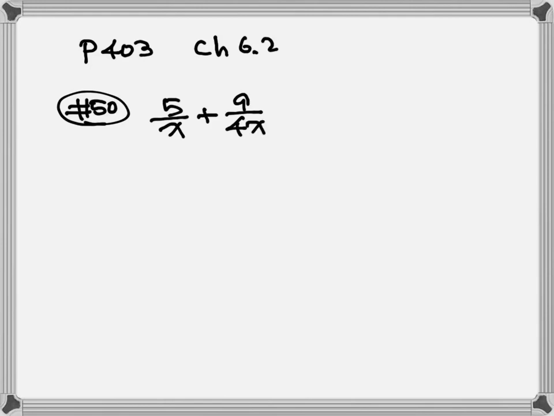So right now, when you're adding fractions, the denominators must be the same. Here we have different denominators, so we're going to find the least common denominator. Both have x, so we want the x. Over here, you see that 4? That's the only 4, so we want that 4. So my common denominator will be 4x.